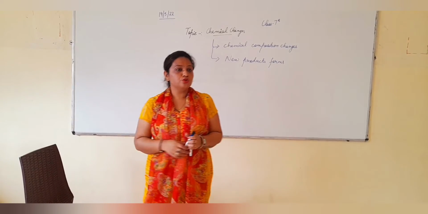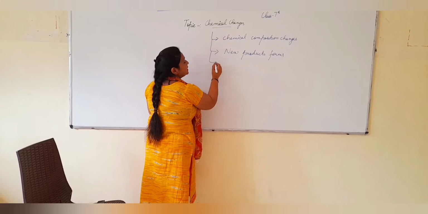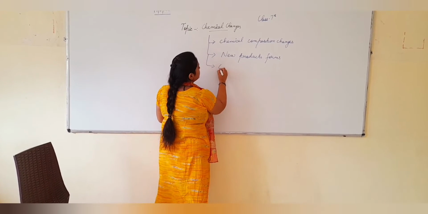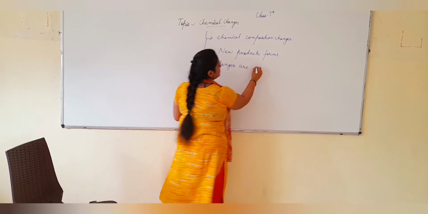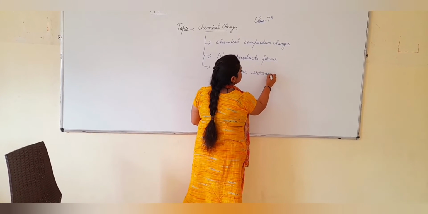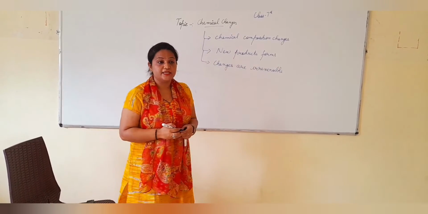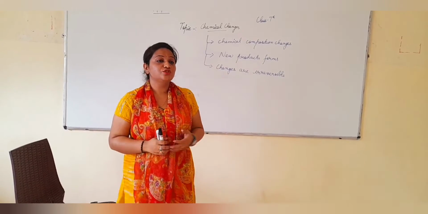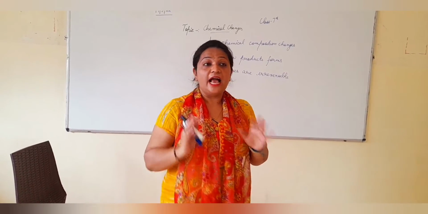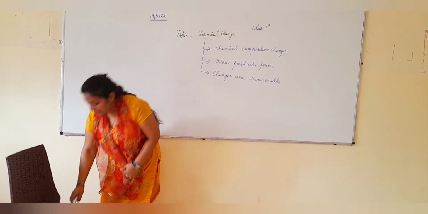I will show you through an experiment also. So let's write: chemical changes are irreversible. We can't reverse them back. We can't get the original substance, right? I am going to show you some chemical changes through experiments, which will help you understand how chemical change is irreversible.